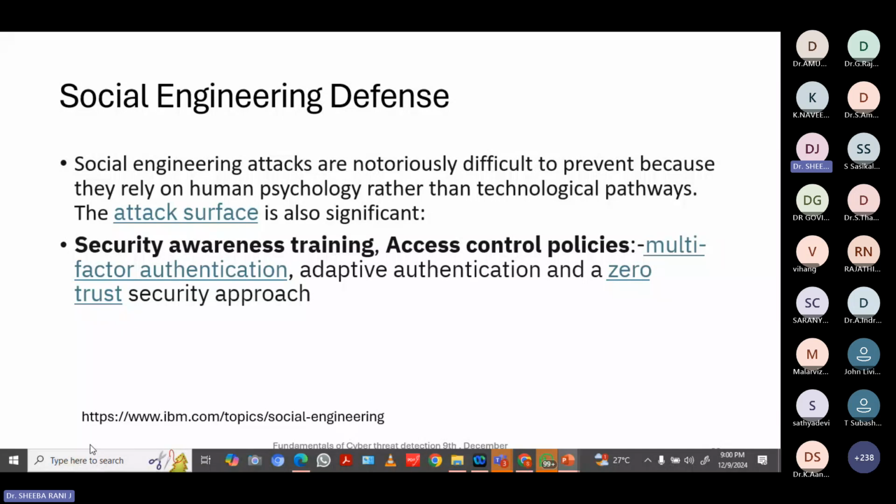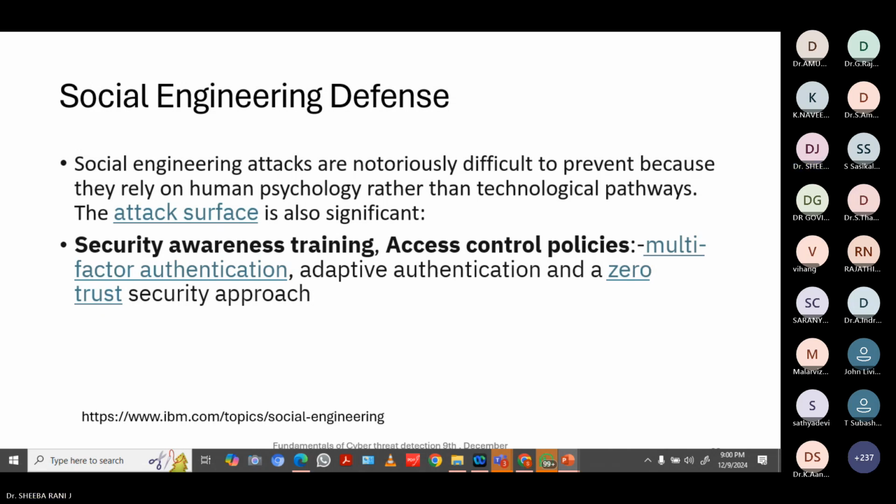So what is the social engineering defense against phishing attacks and all those things? Social engineering attacks are notoriously difficult to prevent because they rely on human psychology. It's my perspective, okay: only if humans change from greed can these social engineering attacks be avoided.